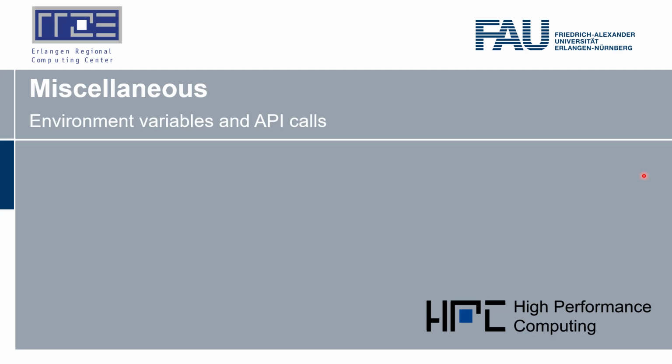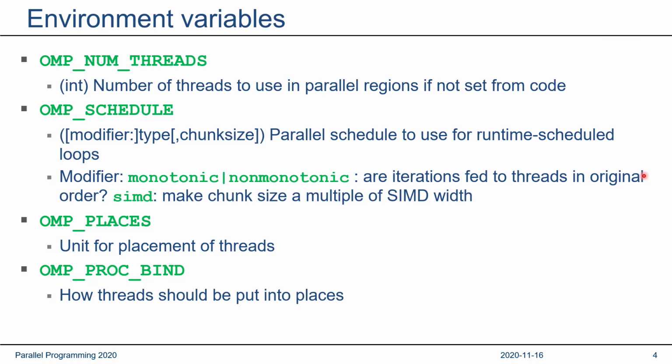But first of all, before we go into details, let's cover some miscellanea, like environment variables and API calls, to get that out of the way. So you already know one or two environment variables that influence the behavior of OpenMP programs at runtime. The most important one, arguably, is OMP_NUM_THREADS, which determines how many threads are to be used in parallel regions if the number is not set from the code. And we'll cover one or two ways to do that from the code as well. The standard way is to just set OMP_NUM_THREADS.